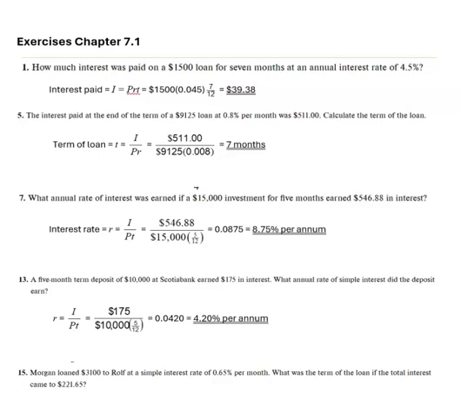Calculate that out, and it works out to 7 months. Number 7, what annual rate of interest was earned if a $15,000 investment for 5 months earned $546.88 in interest? So again, we want to use our I equals PRT or the variation of that. So we're trying to figure out the rate. So rate equals I divided by PT. So your interest is $546.88. Your principal was $15,000 and your term was 5 divided by 12. That calculated out works out to 8.75% per year.